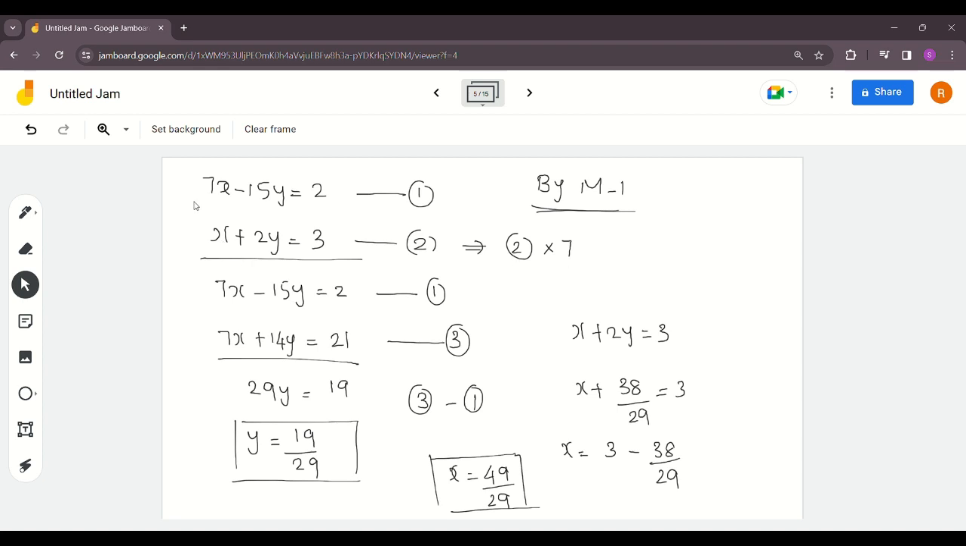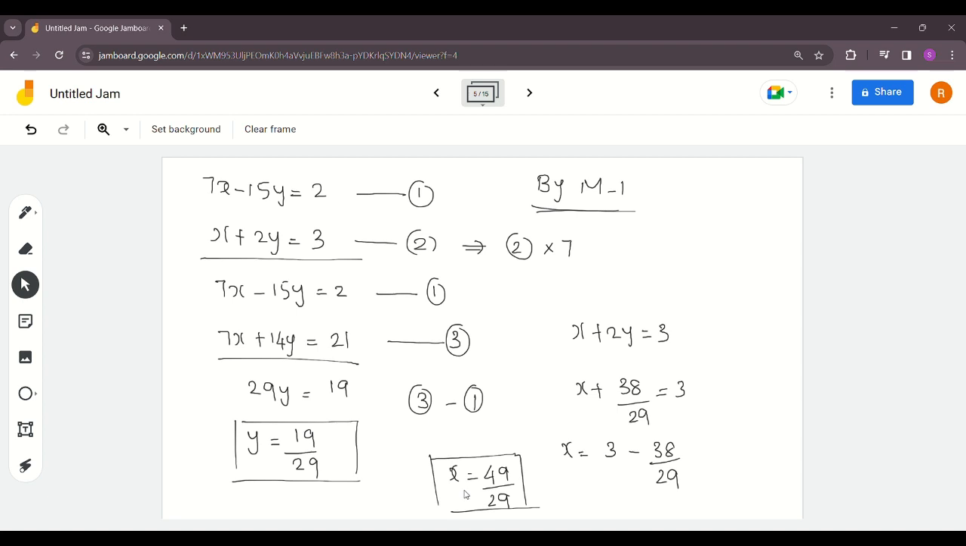The first equation remains intact, 7x minus 15y equal to 2. The second equation becomes 7x plus 14y equal to 21. Now I am doing equation 3 minus equation 1, because the signs are the same. So 14 minus of minus 15 will become 29, and 21 minus 2 will be 19. So y is equal to 19 by 29. Substitute it in any one of the equations. I have substituted it in the second equation: x plus 2 into 19 by 29, that becomes 38 by 29, equal to 3. Taking this to the other side, 3 minus 38 by 29, on taking the LCM, which is 29, and cross multiplying, I get x is equal to 49 by 29.